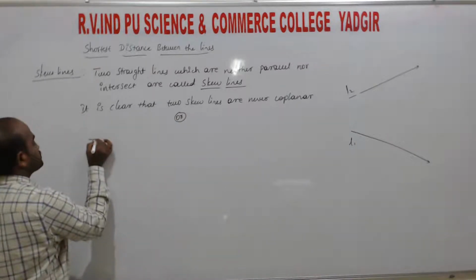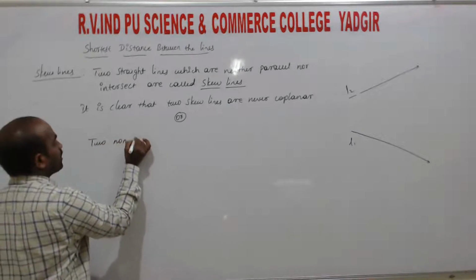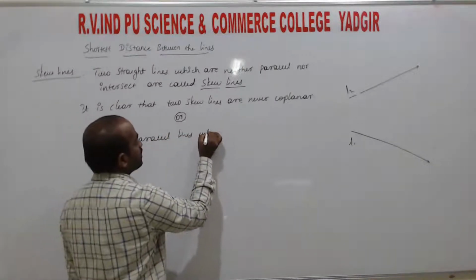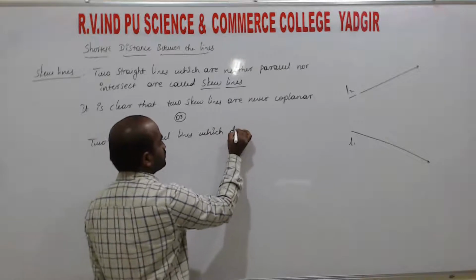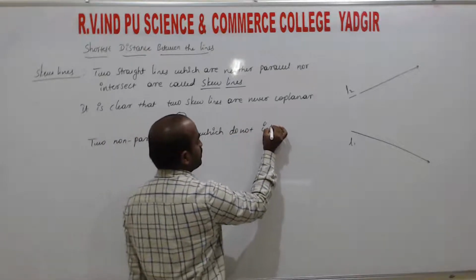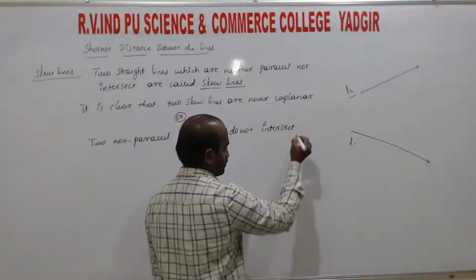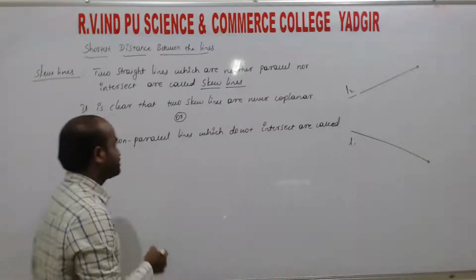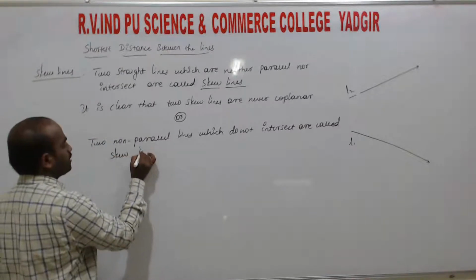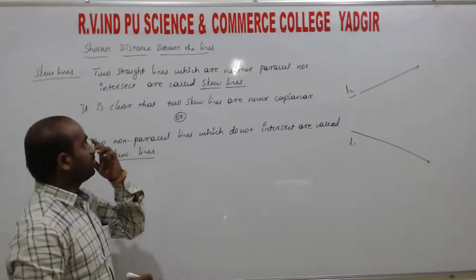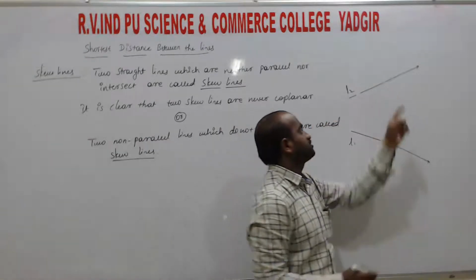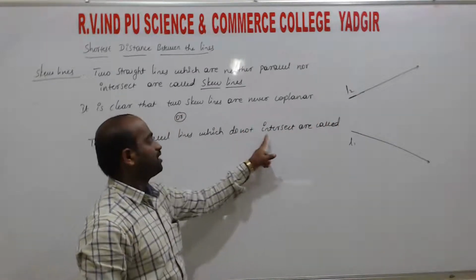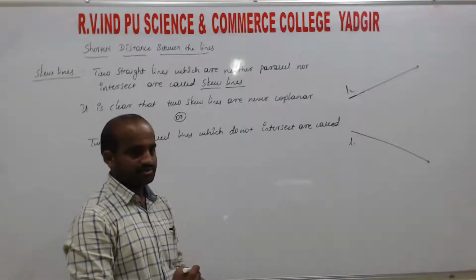Or another one, the same: two non-parallel lines which do not intersect are called skew lines.